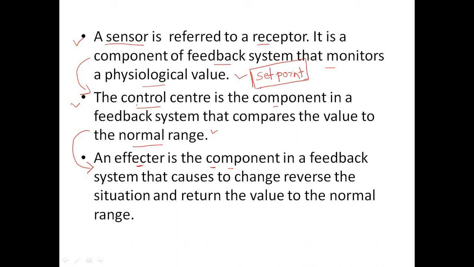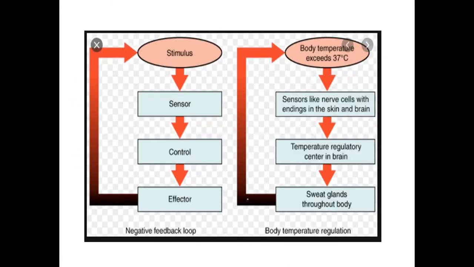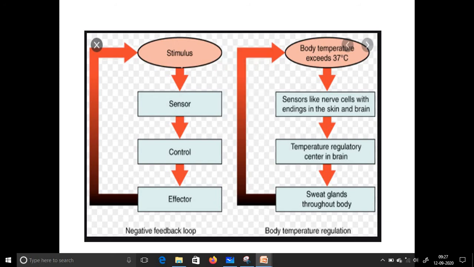The effector here. The effector is the component in a feedback system that causes a change, reverses the situation, and returns the value to the normal range. Okay, so here I have uploaded some pictures from Google. You can also refer to Google.